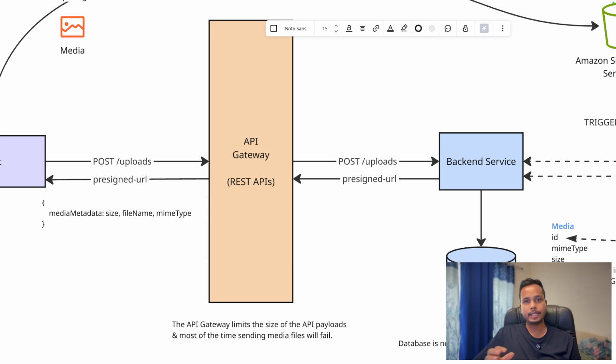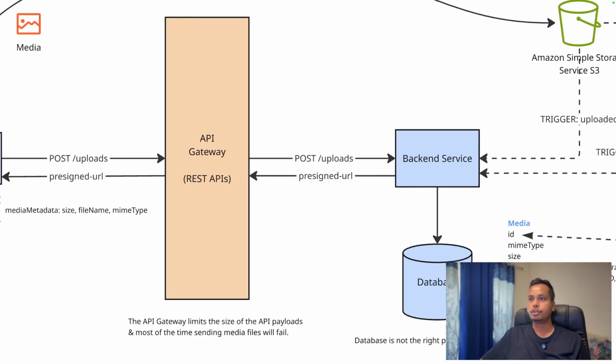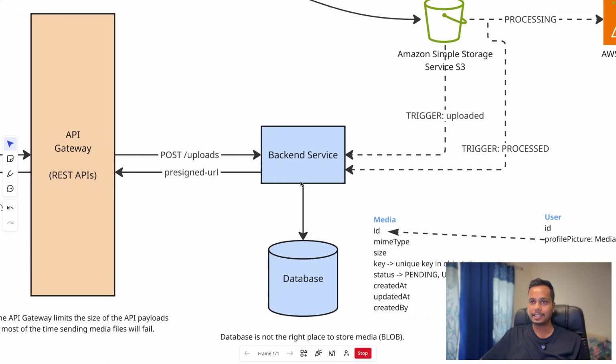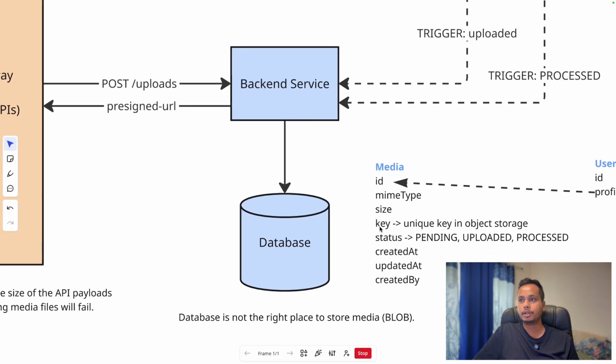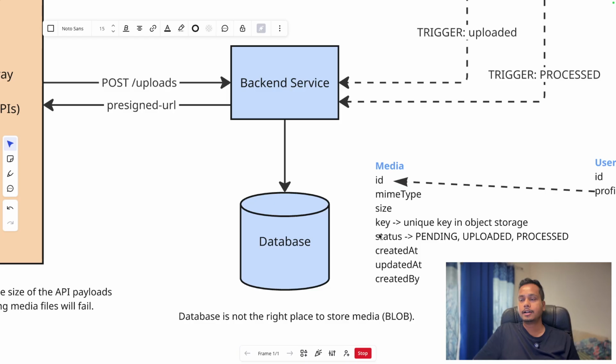And once all of those validations pass, what you will do, you will create a pre-signed URL. You will create a pre-signed URL, and along with that, you will also create an entry in your database. Okay, so you will create an entry in your database for that particular media. You will create one ID, MIME type, size as the front end sent you. You will also create some unique key, and a status will be pending, created at, updated at, and created by with the user ID who made this API call.